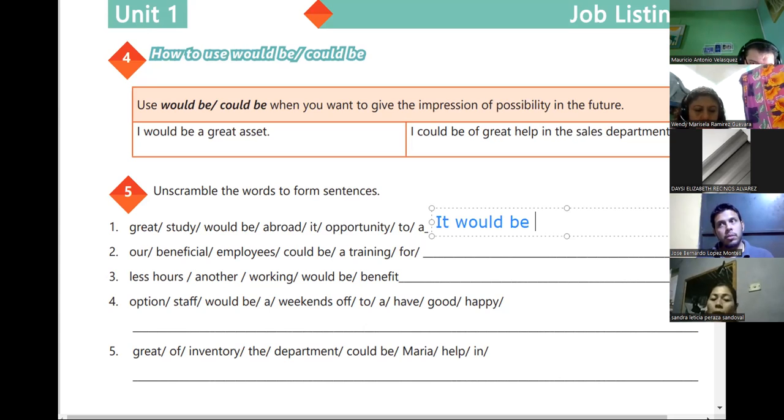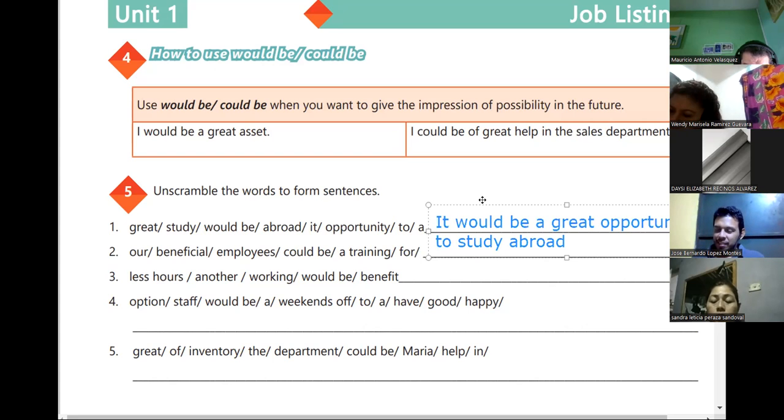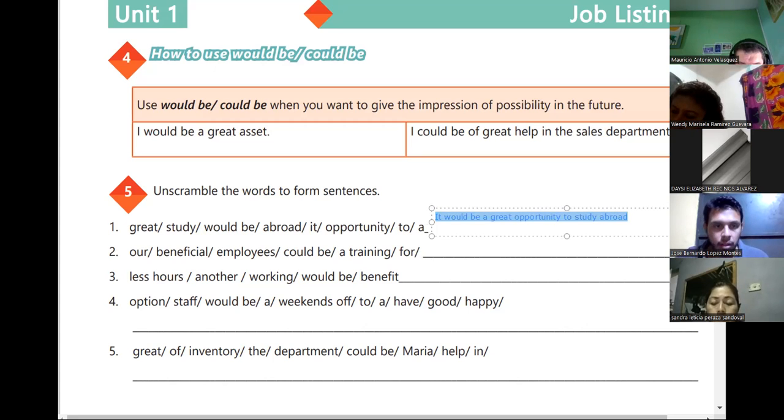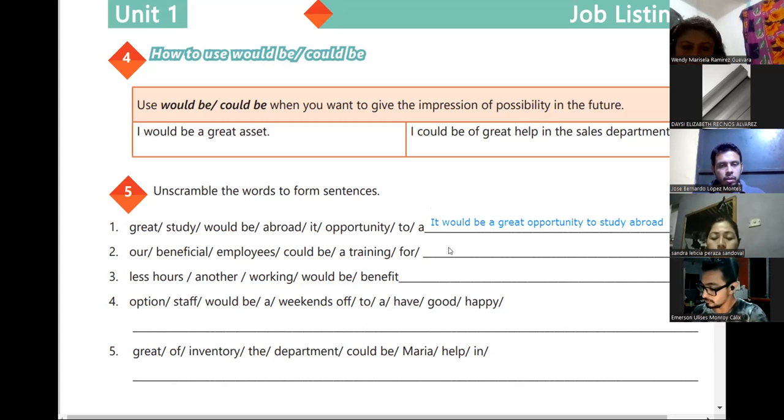Great. Be a great opportunity to study abroad. Okay, let's look at number two. Remember, we start with the subject, then with would or could, and then be.